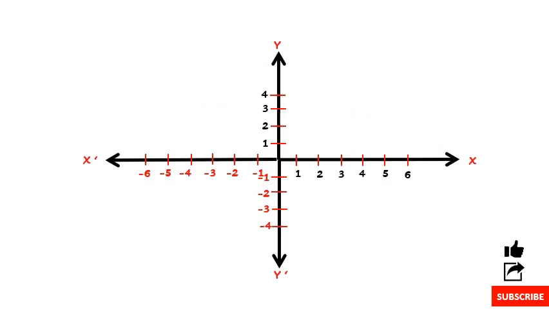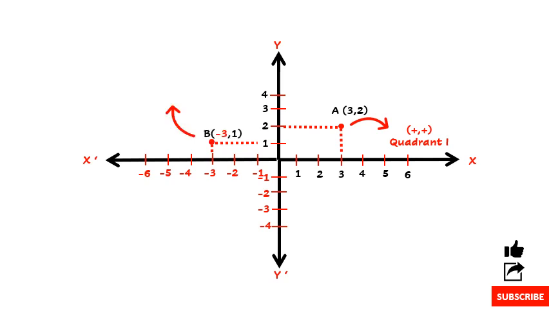Let us plot some points on the plane and understand in which quadrant they lie. Let's take a point A. The x coordinate of this point is 3 and the y coordinate is 2. Since both the coordinates are positive, it lies in the first quadrant. Now let's take another point B. The x coordinate of the point is -3 and the y coordinate is 1. So the point lies in the second quadrant.